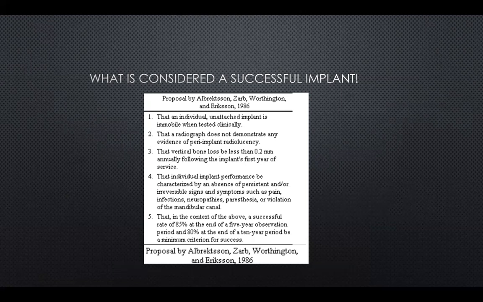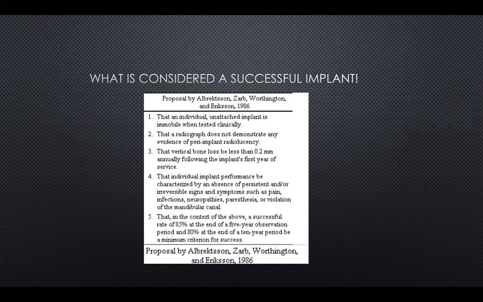Dr. Albertson proposed these criteria: the implant has to be immobile when tested individually, so no mobility of the implant. There should be no radiolucency around the implant, and the vertical bone loss, the crestal bone loss around the implant shoulder, should not exceed 0.2 millimeters annually following the first year of implant placement.